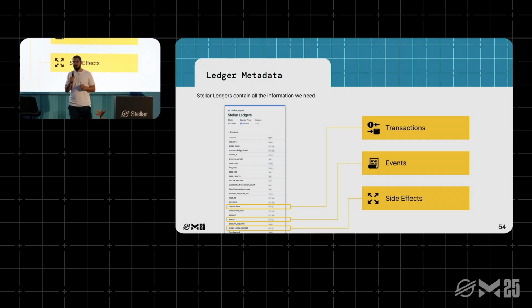Events are emitted during smart contract invocation, or they can be, they're optionally emitted. It's up to the smart contract author to write the code to emit those events. And for our use case of an asset indexer, we're going to look at events that were emitted by the Stellar asset contract. And these events are going to occur whenever a transfer happens, whenever a mint happens.